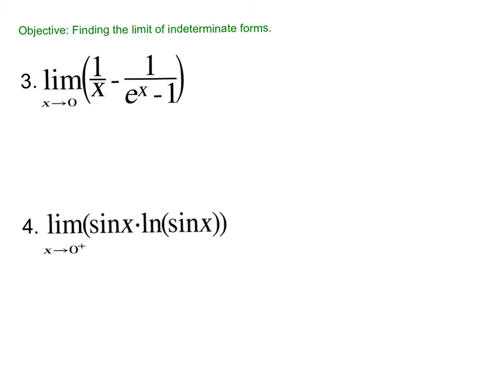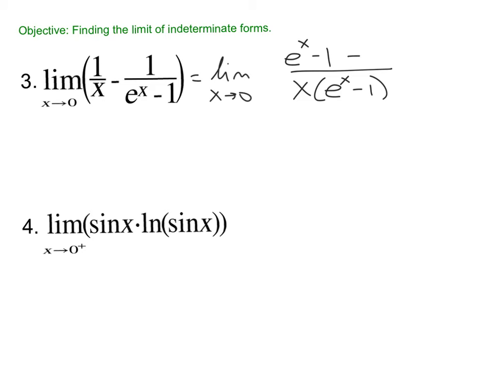All right, pause, and I want you to try these on your own. So I get 1 over 0, 1 over 0. Remember, you can't use L'Hopital's rule unless it's a fraction. So we have to turn this into a fraction. All right, so this is going to be the limit as x approaches 0. Our denominator is going to be x, e to the x minus 1. My numerator becomes e to the x minus 1 minus x. So if we plug in 0, we get 0 over 0. All right, so this does work. So we're going to do L'Hopital's rule.